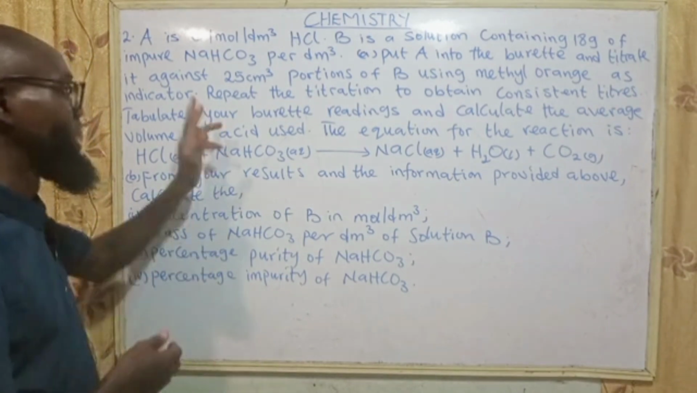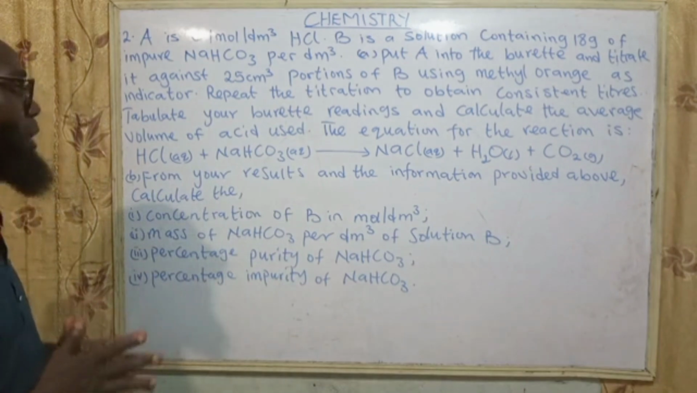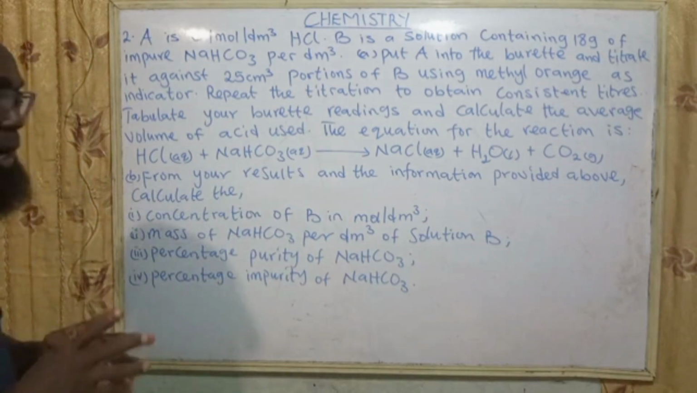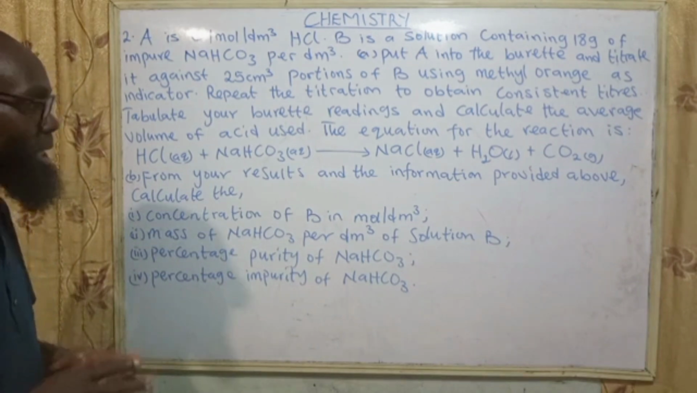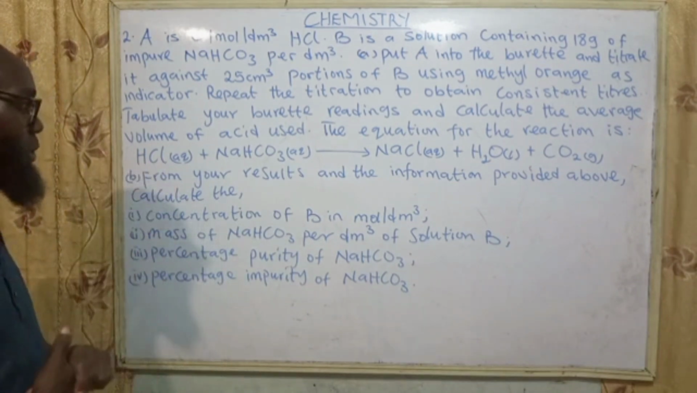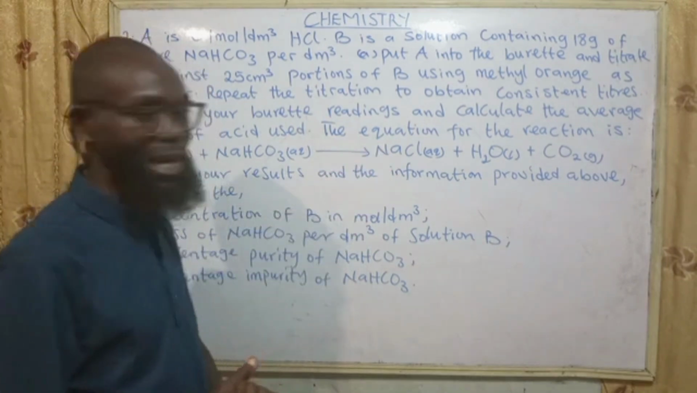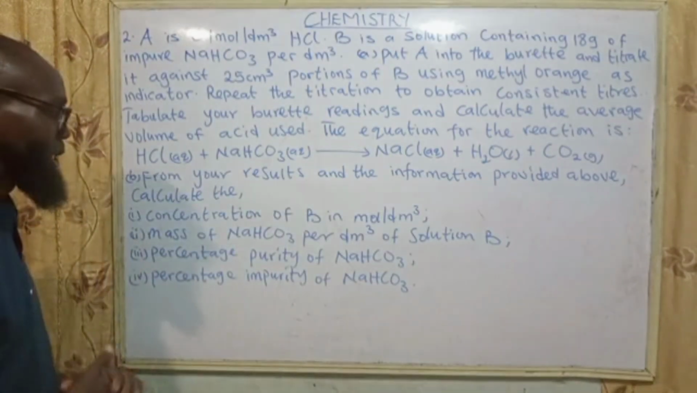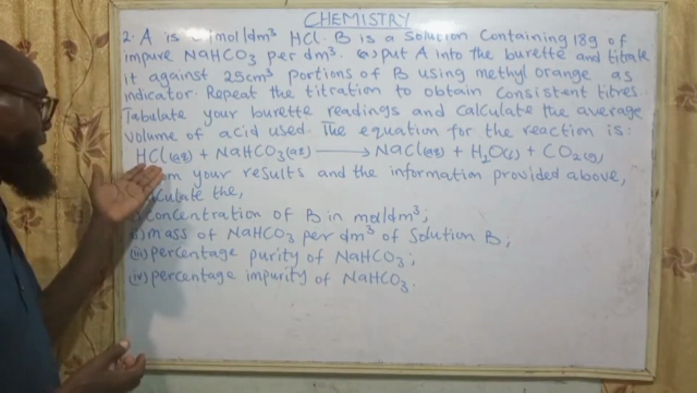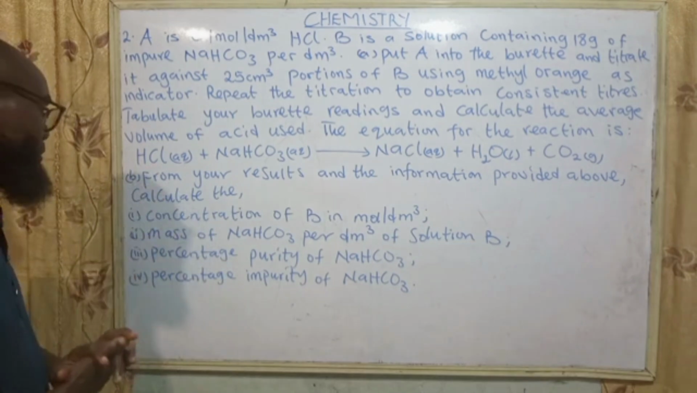Let's continue. Repeat the titration to obtain consistent titers. Tabulate your burette readings and calculate the average volume of acid used. The equation for the reaction is HCl plus sodium hydrogen carbonate to give sodium chloride, water, and carbon dioxide. This equation is balanced already, and the ratio of acid to base is 1:1.